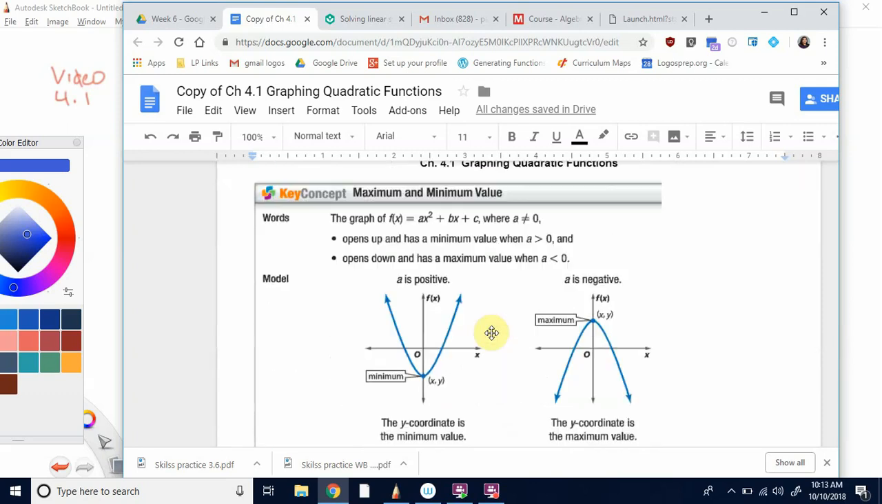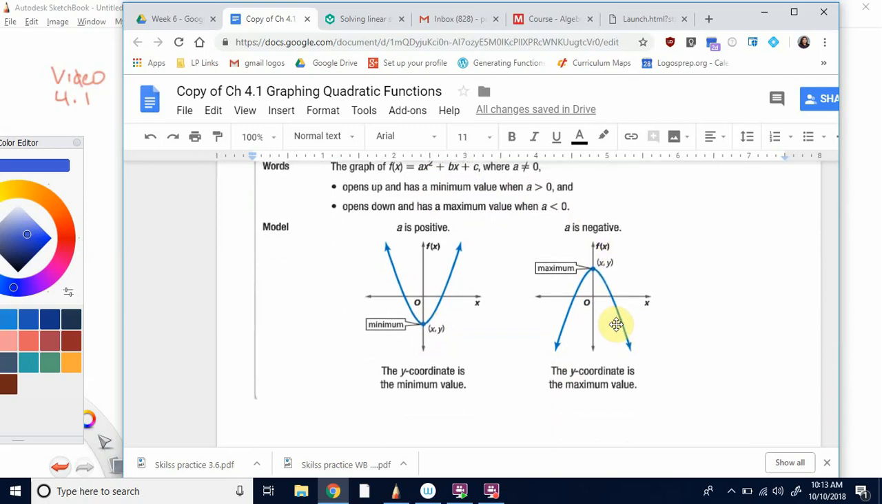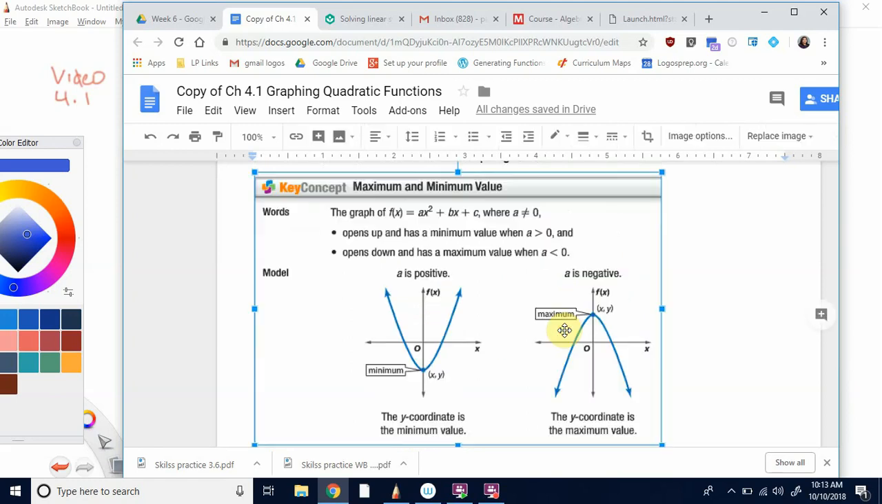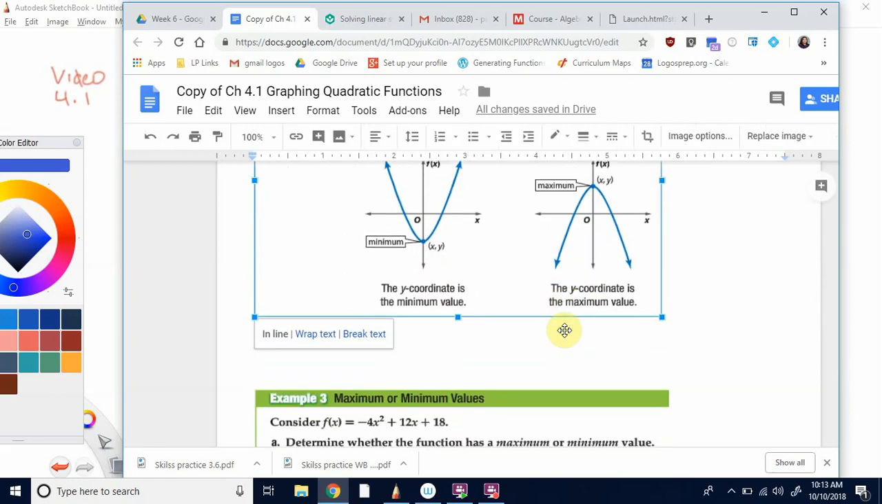How do you know that? Well, let's look at this key concept. So you have your equation ax squared plus bx plus c in standard form. When a is greater than 0, which means when a is positive, it's going to open up and you're going to have a minimum at the y-coordinate of the vertex. If a is negative, or a is less than 0, it's going to open down, which means you're going to have a maximum, because it's going to peak out on top. It's not going to go any further than the y-coordinate of the vertex. So the y-coordinate of the vertex will either be the minimum or the maximum. It will not be both because it goes in one direction forever.